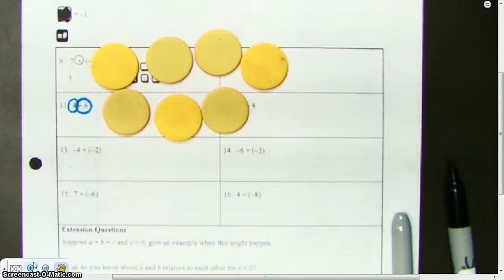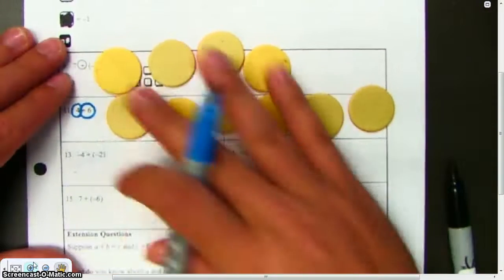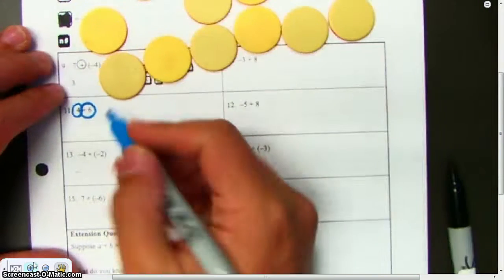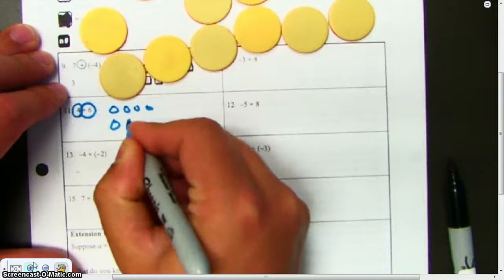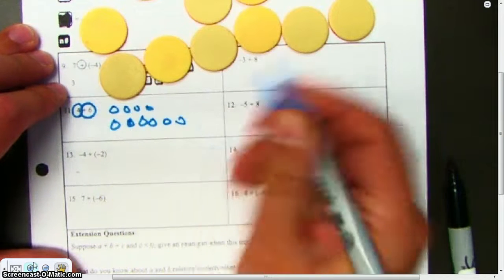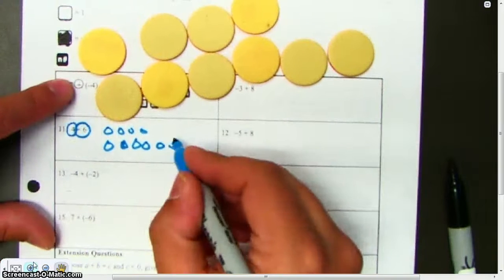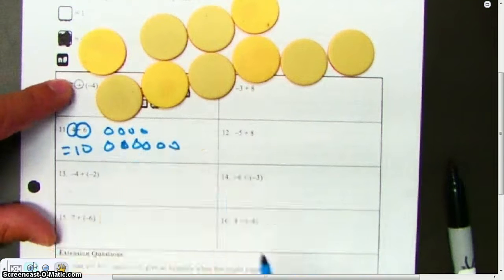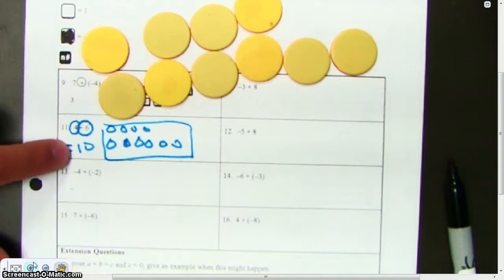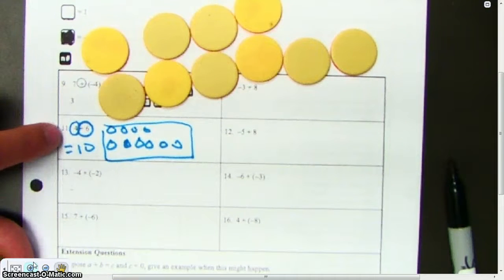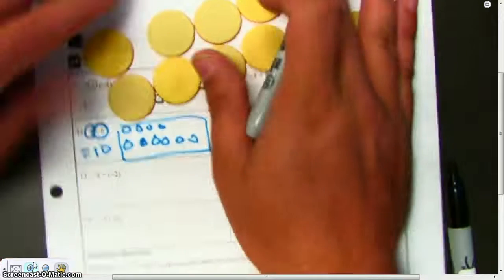And then we're going to do 6 more positives. And you can draw these just by leaving them open. 1, 2, 3, 4. 1, 2, 3, 4, 5, 6. If I have 4 positives plus 6 more positives, that equals 10 positives. Make sure that you have the chips drawn on your paper too, and not just the answer 10. I know that everyone doing this can do 4 plus 6 and know it's 10. This is the important part.